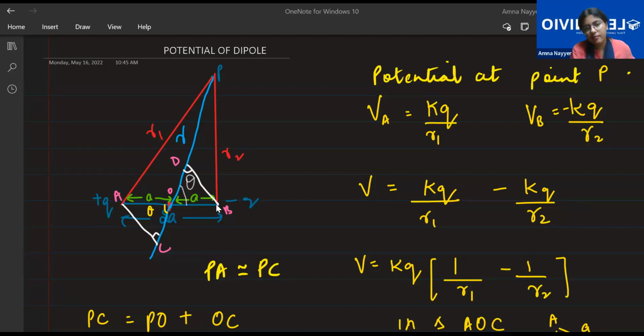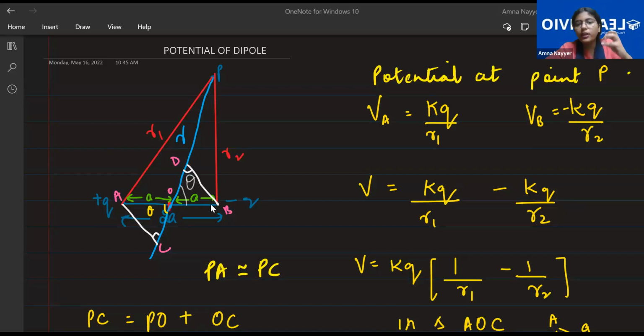It might also be possible that the distance is not perpendicular, or the angle. No, see, Ubaidullah, one thing remember: whenever you have a derivation, it means I know the final result. I'm not solving a question. I know the final answer will come out to be Kp cos theta by r. Okay, I am deriving it.